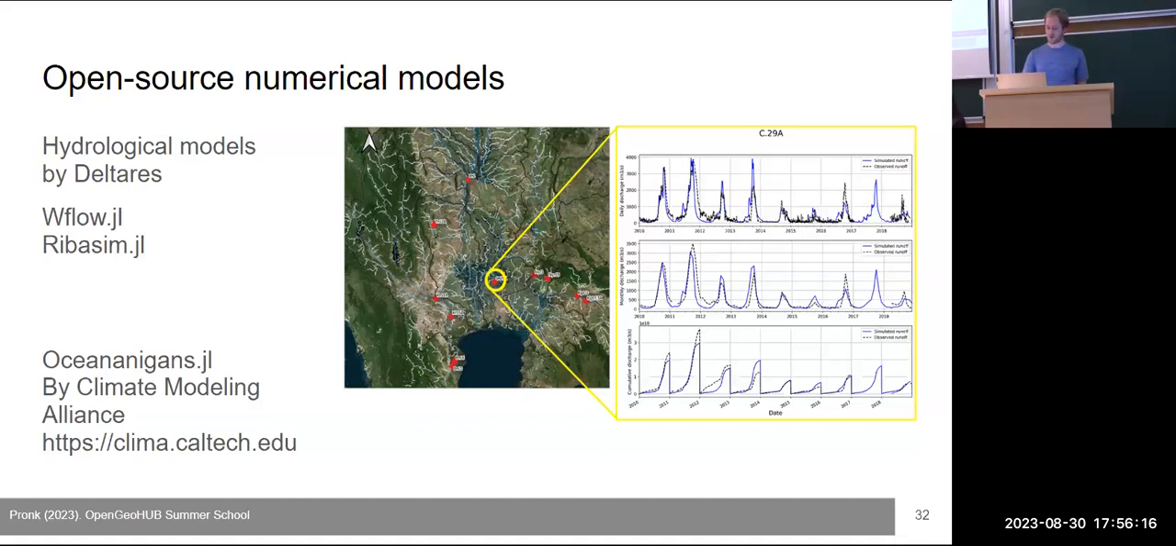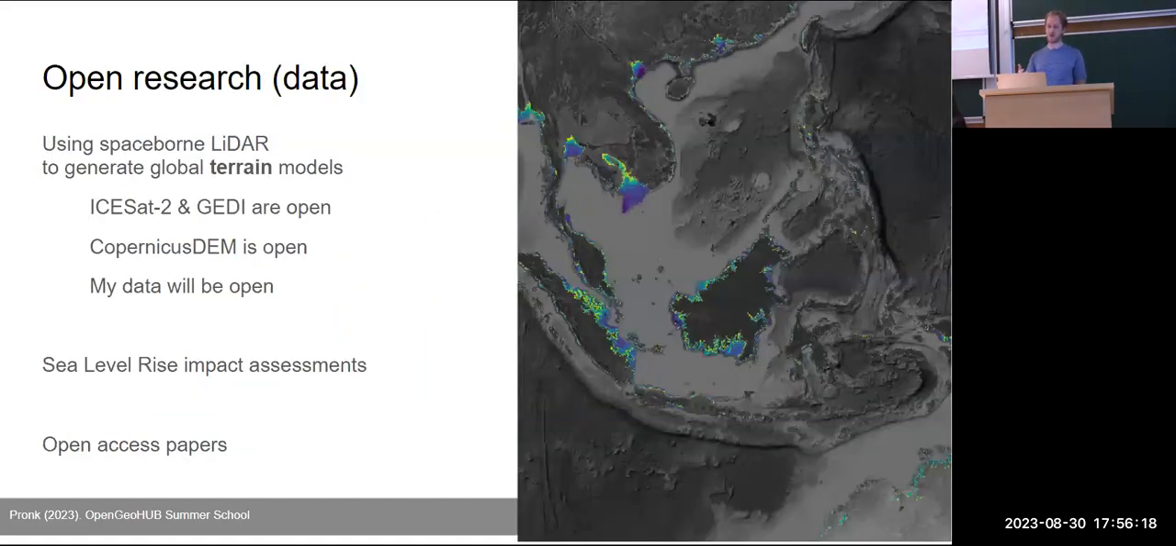So the next step would be research. So my own research, I can only talk for myself here, and my feelings about that, is about making better elevation models. Basically, we don't have a global terrain model, and I'm aiming to change that based on LiDAR data that NASA provides freely for us. ICESat-2 and GEDI are open data sets.